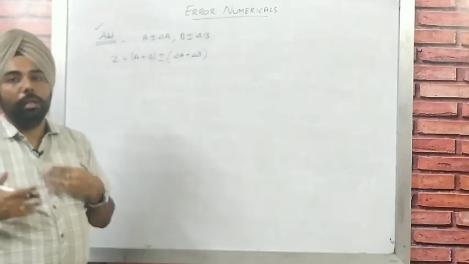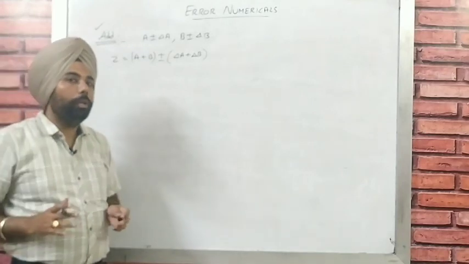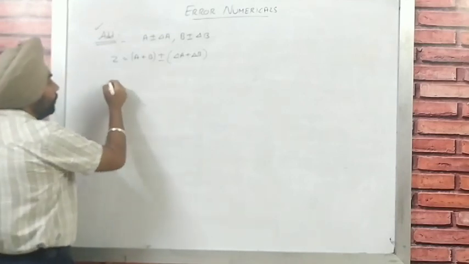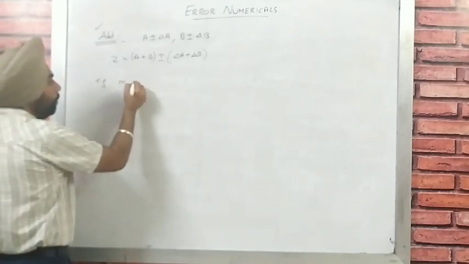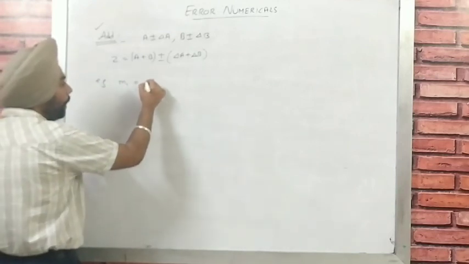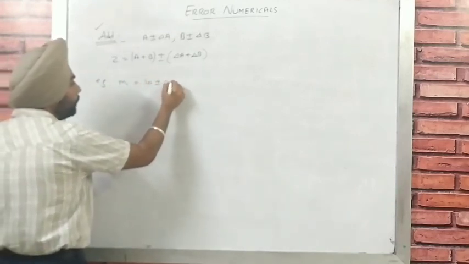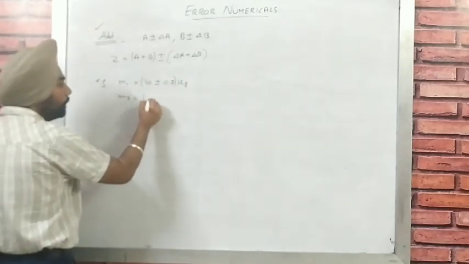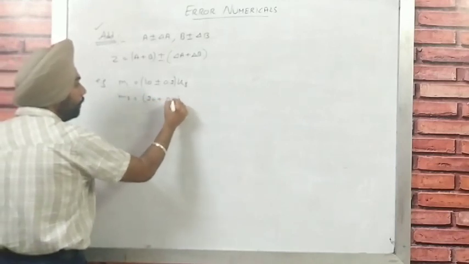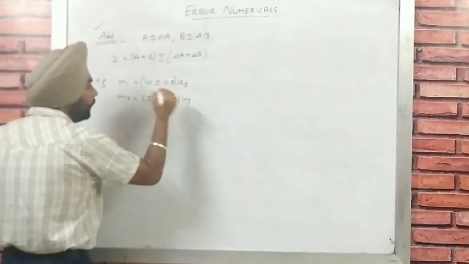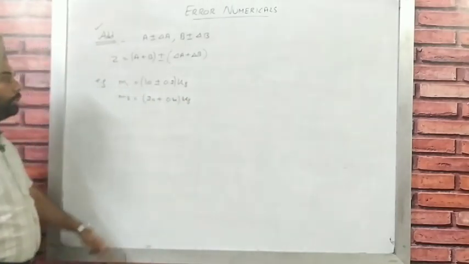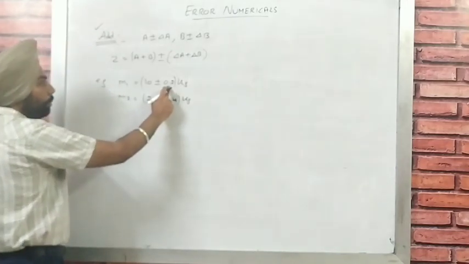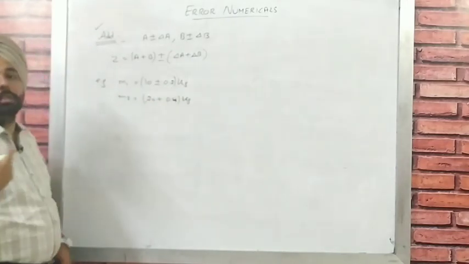I am just taking a numerical for that, then you will be able to understand it better. So let's say there are two masses given. So let's take an example. Now mass m1 is going to be, let's say, 10 plus minus 0.2 kg. And similarly mass 2 is given to us, that is 20 plus minus 0.4 kg. Now these are the values given to us. So 0.4 kg is the absolute error, 0.2 is the absolute error, 10 and 20 are the mean values.